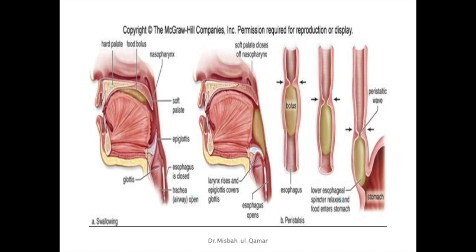What happens in the secondary peristaltic wave is that it begins at the level of distension, and these waves continue until all the food has been emptied into the stomach. In addition to that, distension of the esophagus also stimulates salivary secretion.